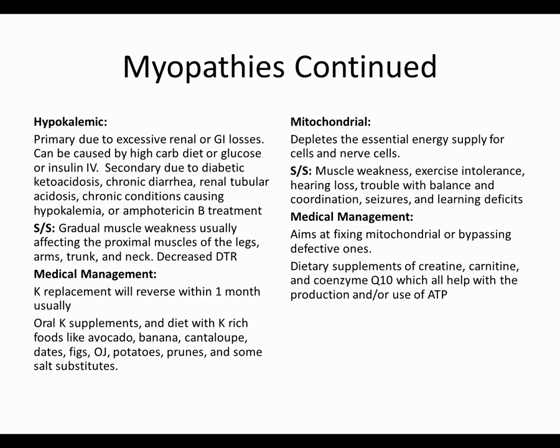Mitochondrial myopathy essentially depletes the energy supply to the cells and the nerve cells. You'll see muscular and neurological problems in these patients. Muscle weakness, exercise intolerance, hearing loss, balance and coordination problems, seizures, and learning deficiencies. Your medical management is dietary supplements with creatine and your CoQ10s to help with the production and or the use of your ATP.